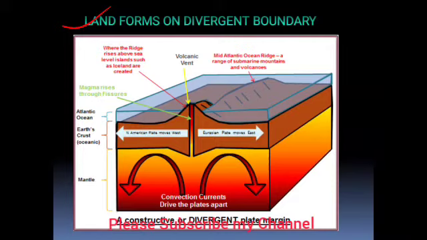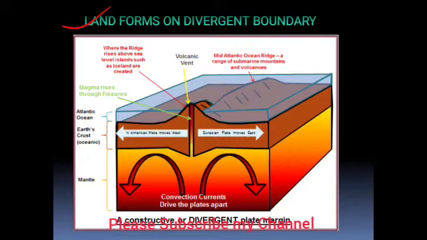Next one is landform, that is, the formation of land on the plate divergent boundary. In this picture, we see how the Mid-Atlantic Ridge is formed. The shape of the Mid-Atlantic Ridge is S-shaped, and it formed due to the movement of the North American plate and the South American plate. The Mid-Atlantic oceanic ridge formed. Basically, a range of submarine mountains and volcanoes are there in the Mid-Atlantic Ridge.